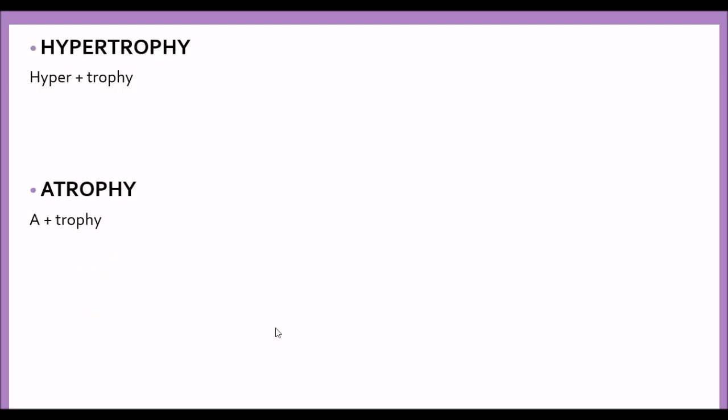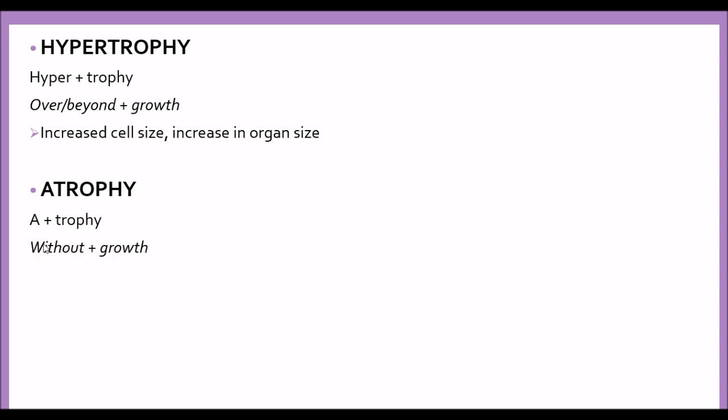So hypertrophy can be broken down into hyper, meaning over and beyond, and trophy, growth. So hypertrophy is the increased cell size that leads to an increase in organ size. Now, atrophy is the contrary of hypertrophy. Which means without, so without growth. So it's when we have a decreased cell size that leads to a decrease in organ size.